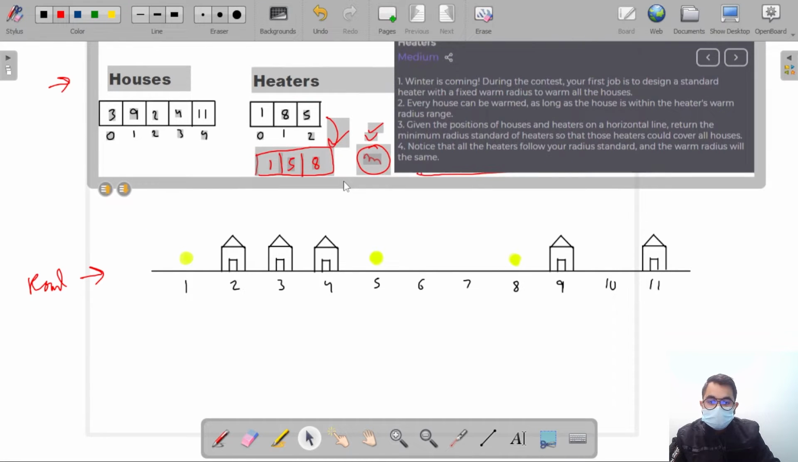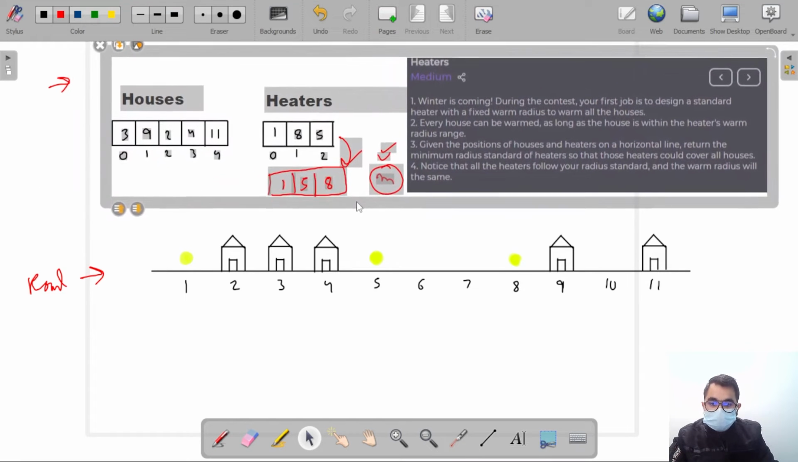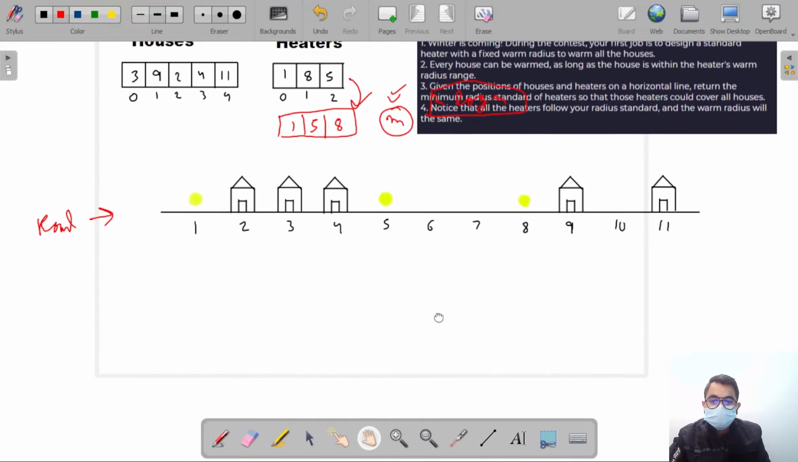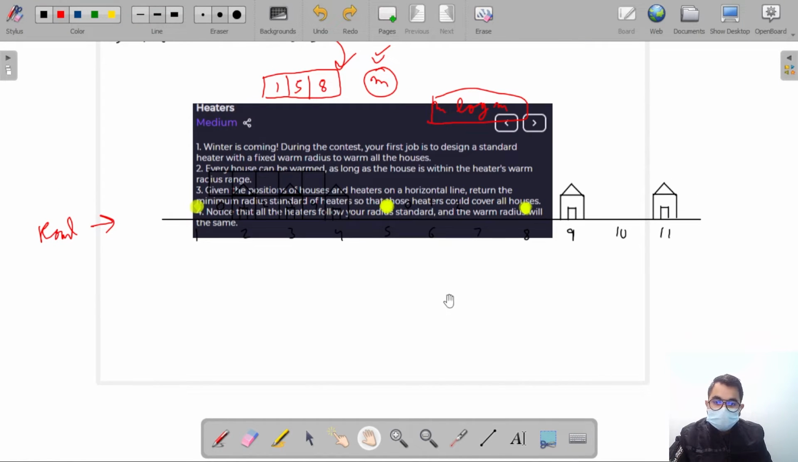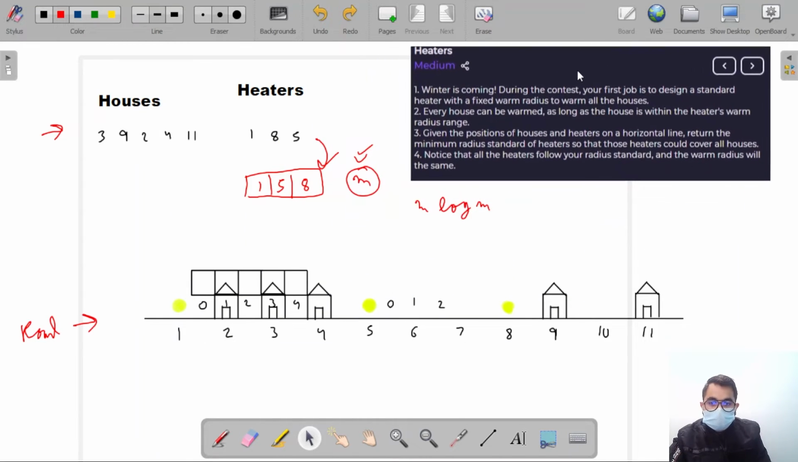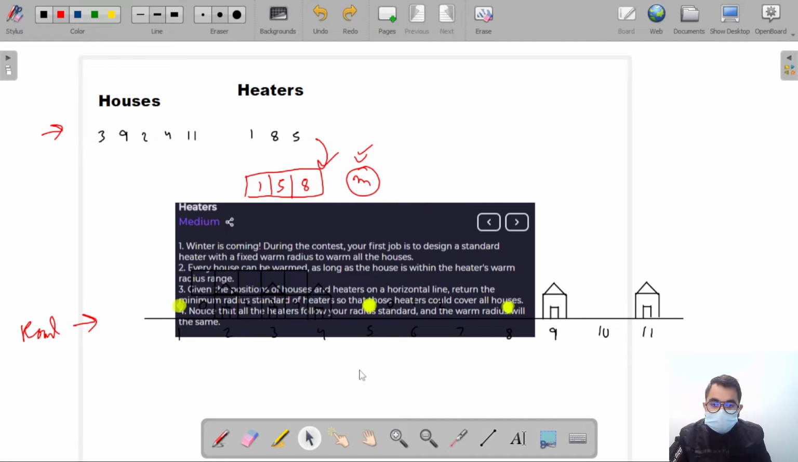Now let's move it down and try to, okay, something is wrong here.